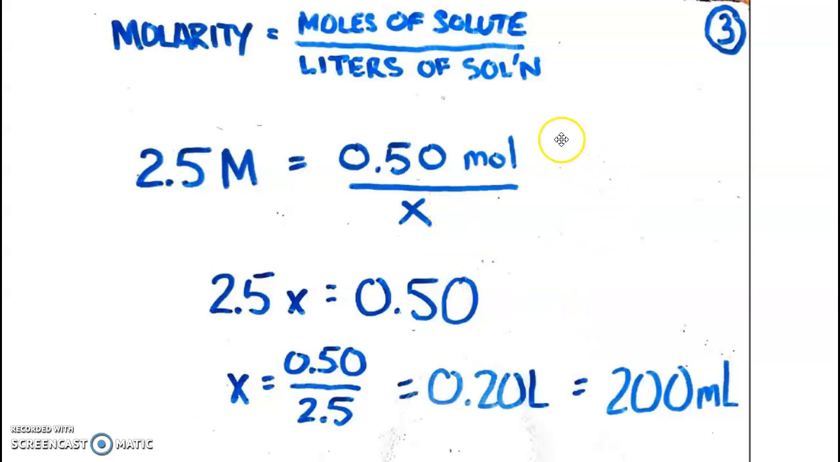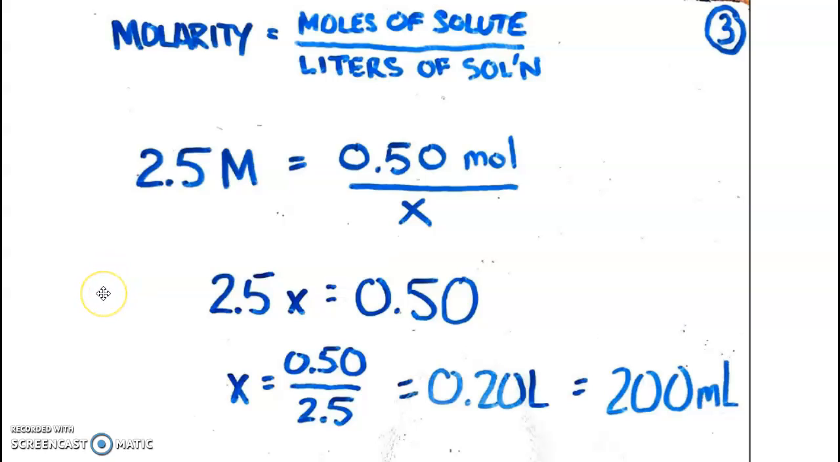X is in the denominator. If we have moles in the numerator, liters needs to be in the denominator. That way, molar is equal to moles per liter. So our final answer here is 0.20 liters. If you prefer to convert that into milliliters, you can do that as well. There are 1,000 milliliters per liter. So we simply move the decimal point 3 places to the right, and that would give us 200 milliliters, right?